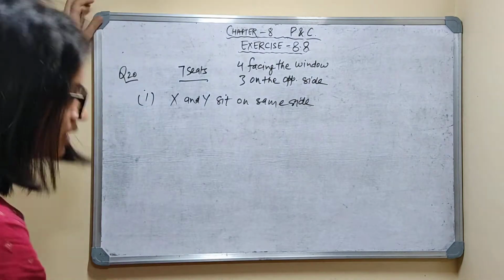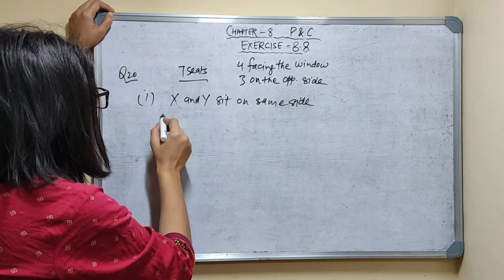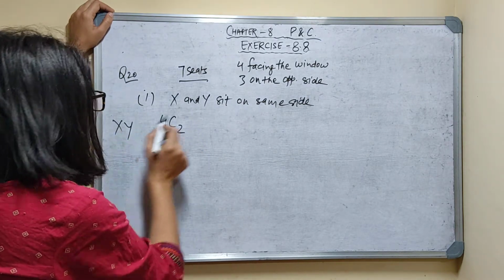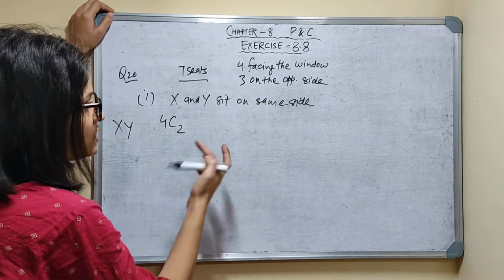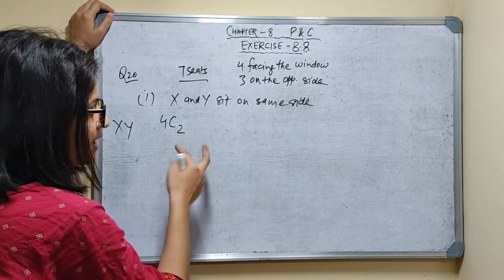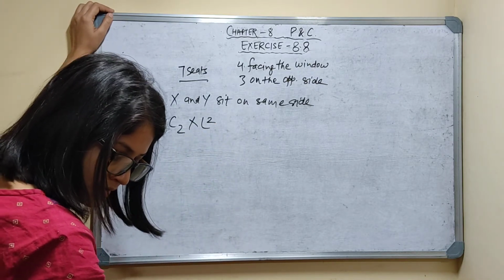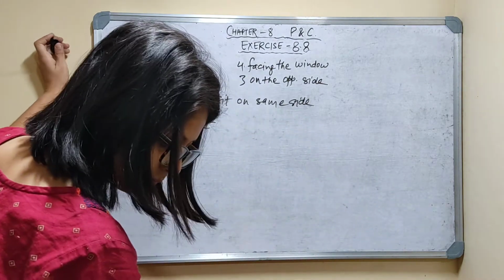Case number one, when they are sitting facing the window. How many ways can I take? 4C2 ways for X and Y. How many ways can they sit facing the window? 4C2 ways, and these two can rearrange themselves in factorial 2 ways. So 4C2 into factorial 2 ways. Is it clear?